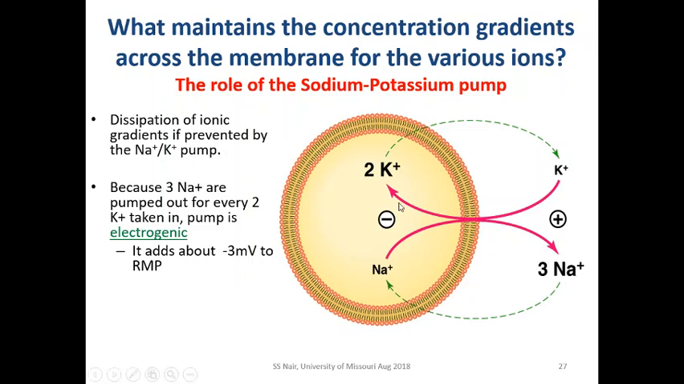Slide 27 is a repeat of a slide from before, sodium potassium pumps. What it says here is the sodium potassium pump actually adds, the fact that it's there, it adds about -3 millivolts to the resting membrane potential. Just something for you to know, but not very important here, because we rarely model the sodium potassium pump in our circuits, as you'll notice. The reason being that the current due to this sodium potassium pump is very, very tiny.